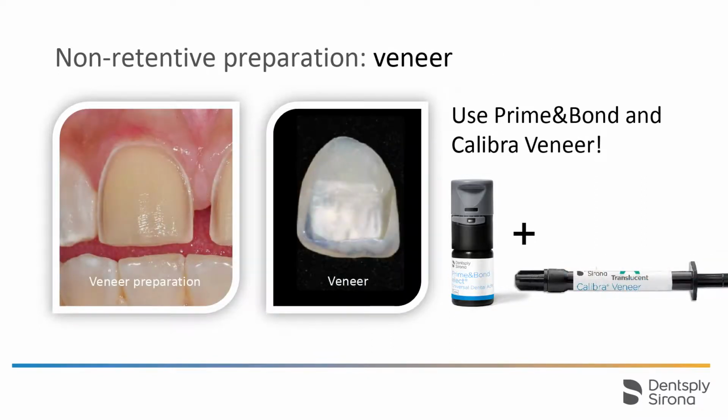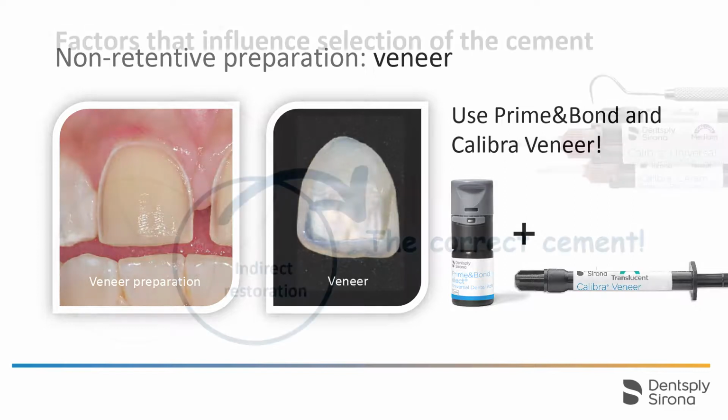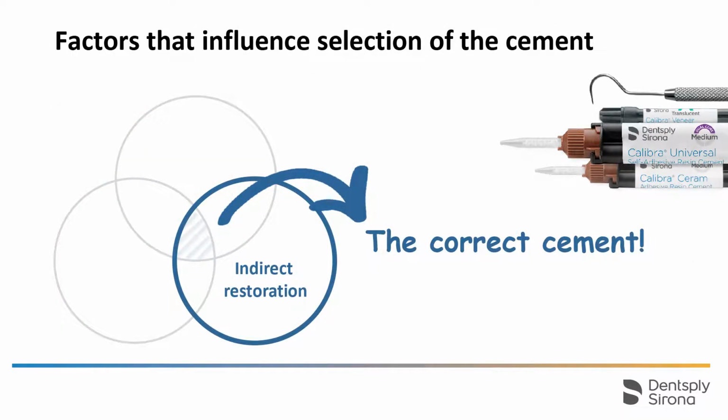Veneers are used for aesthetic correction of anterior teeth. Very often, they are made from silicate ceramic. Veneer preparations also offer only little retention surface. Adhesive cementation with Calibra Veneer is recommended. We will now look at the third and final factor which influences selection of the correct cement: the type of restoration and the material from which the restoration is fabricated.